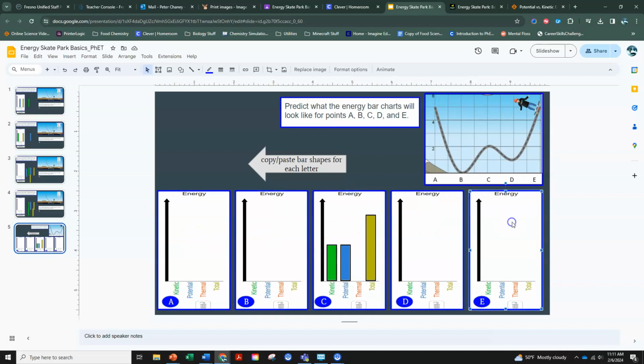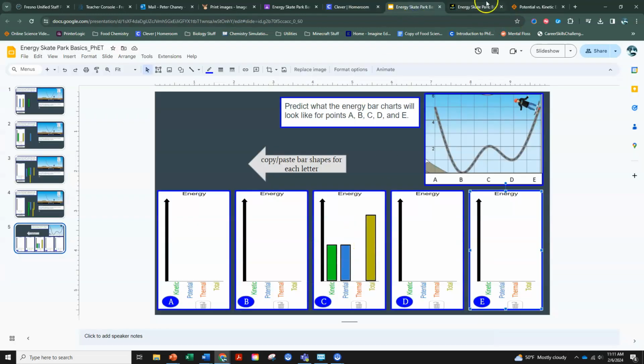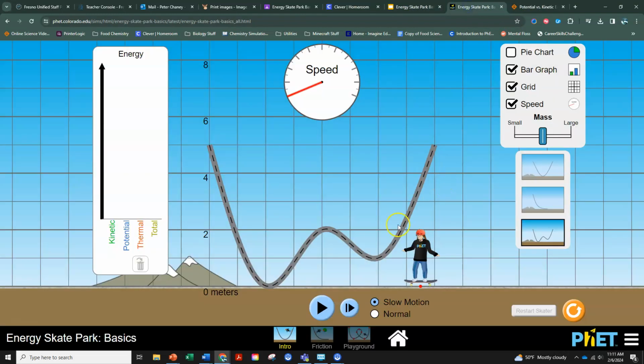So I've made my guess here. Don't know if it's a good guess or not, so I'm just saying kinetic and potential are going to be exactly the same, adding up to total energy. And so let's go test it out and compare it with our guess.